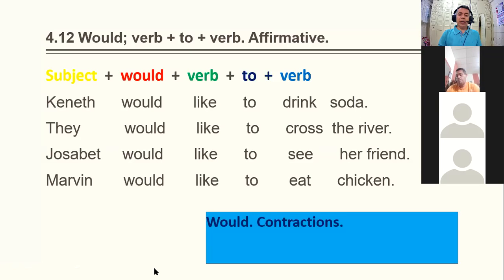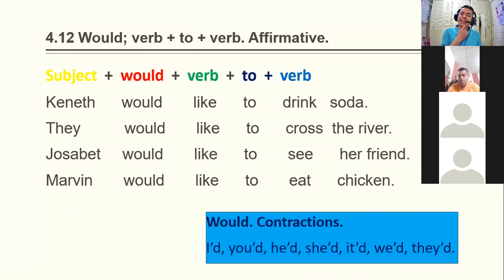Good. Now, look at this, please. Would and contraction, right? I would. You'd, you would. He'd, he would. She'd, she would. It would. We would. They'd, they would. This is the contraction, right? But the most common is I'd. That means I would, right?